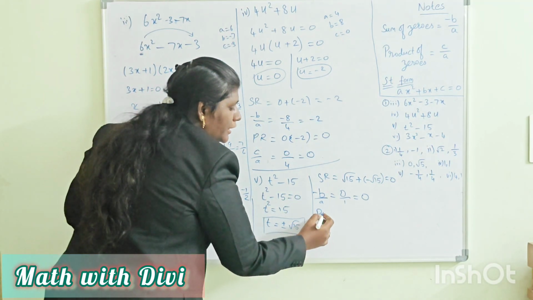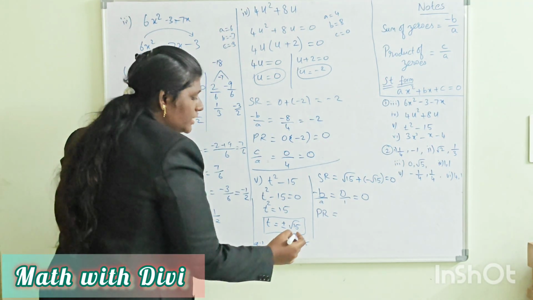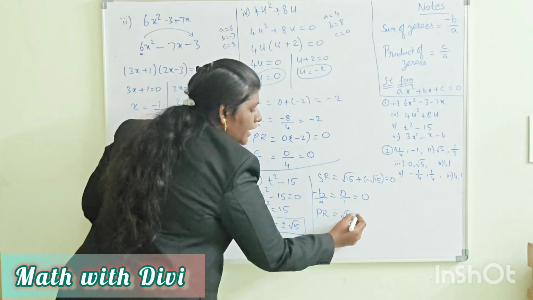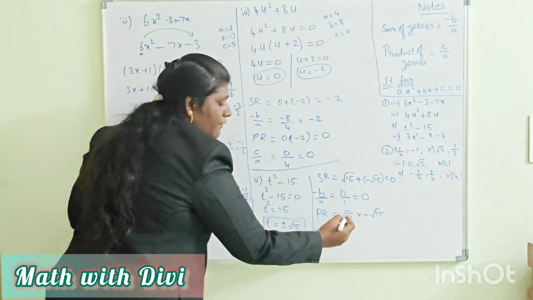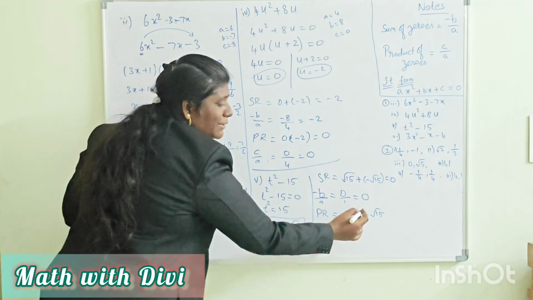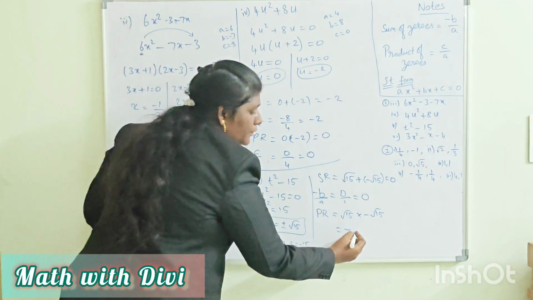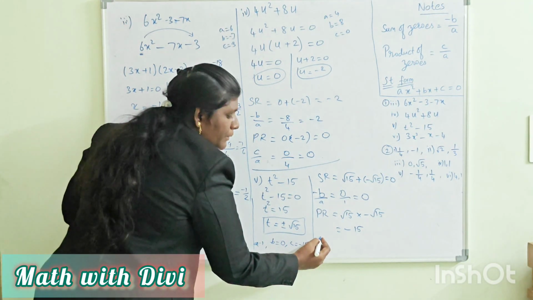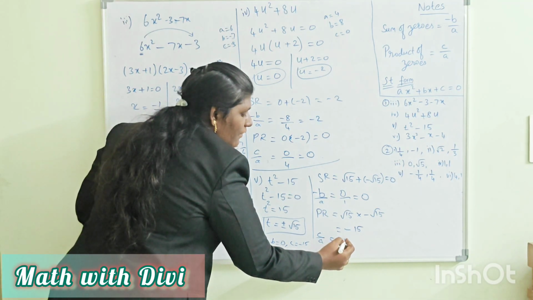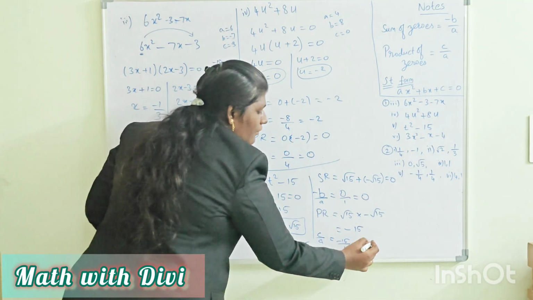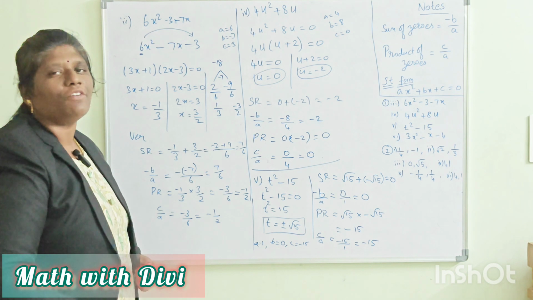Next, product of roots. Product of roots is equal to root 15 into minus root 15. So if we multiply, plus into minus is minus, root 15 two times is only 15. Okay, c by a also is equal to minus 15 by 1, which is minus 15. Hence verified. This is how we have to do, right?